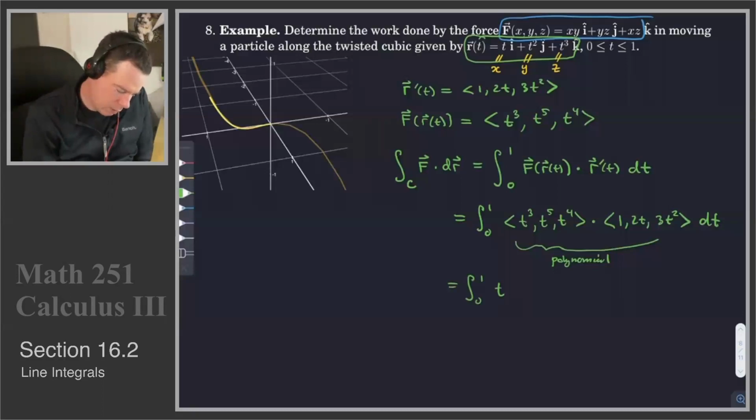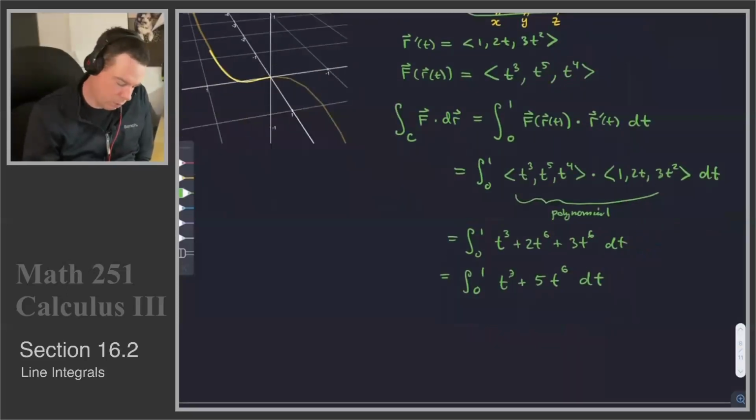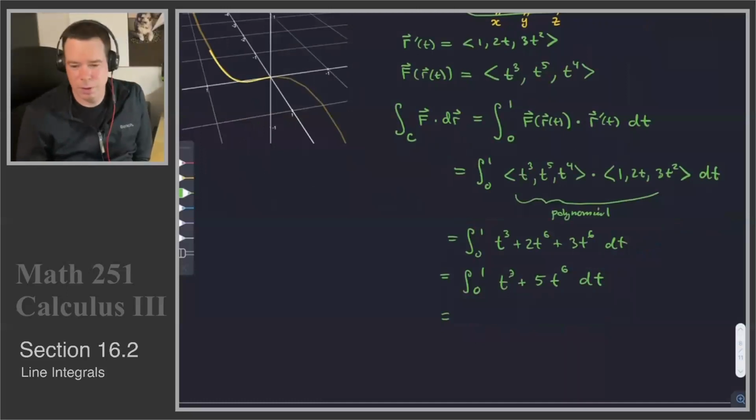So I get a t cubed, and then I get a plus a 2t to the 6 plus a 3t to the 6 dt, or I can write it as the integral from 0 to 1, t cubed plus 5t to the 6 dt. So that's the integral I want to work out. And it's probably easier for me to just work it out than it is to write the dot, dot, dot for you, because we are integrating from 0 to 1 of this polynomial.